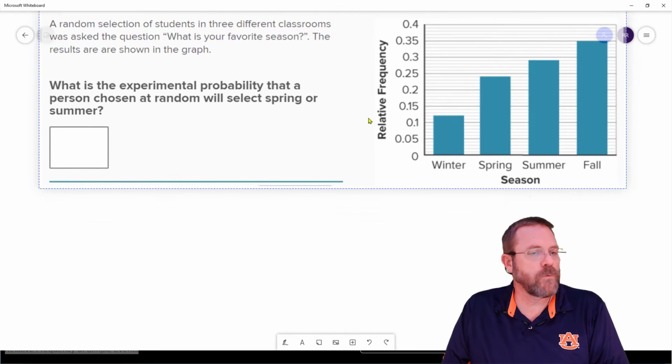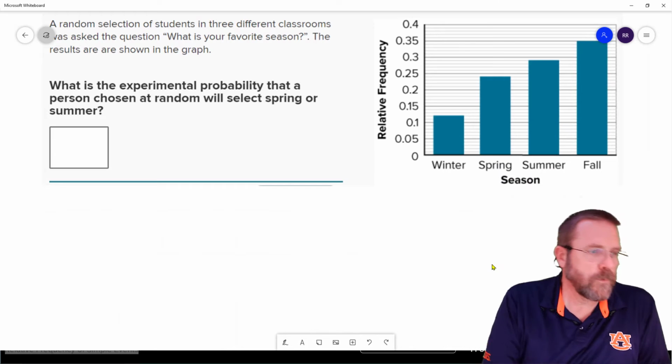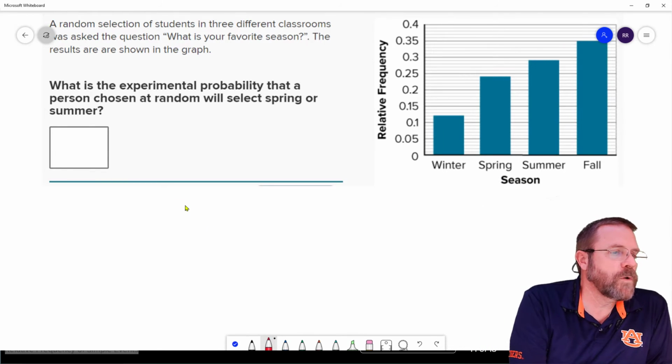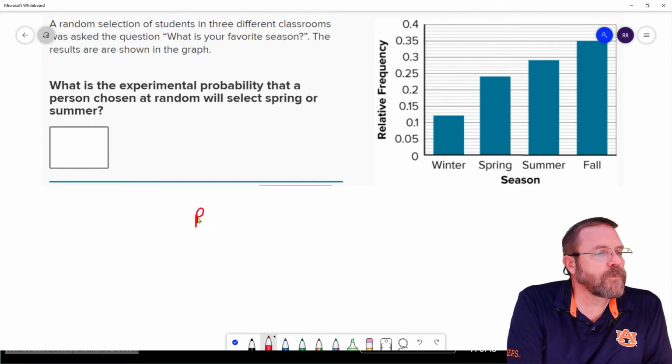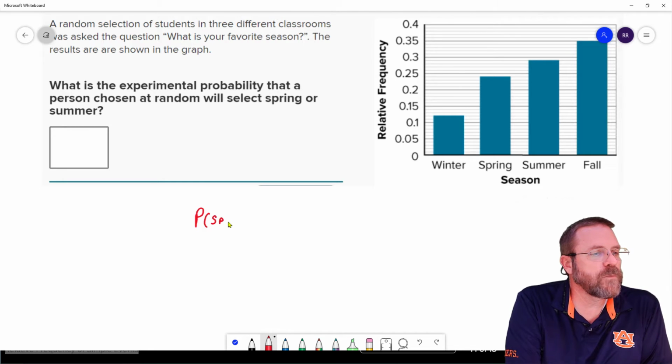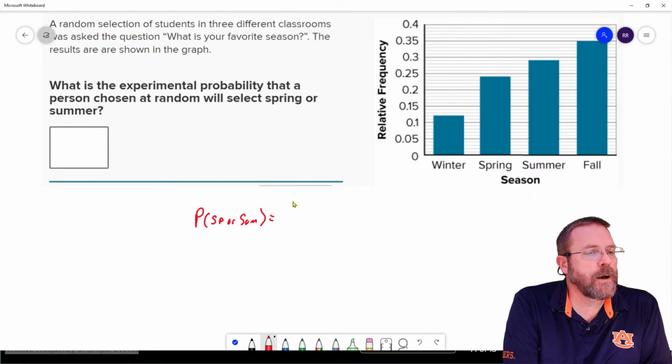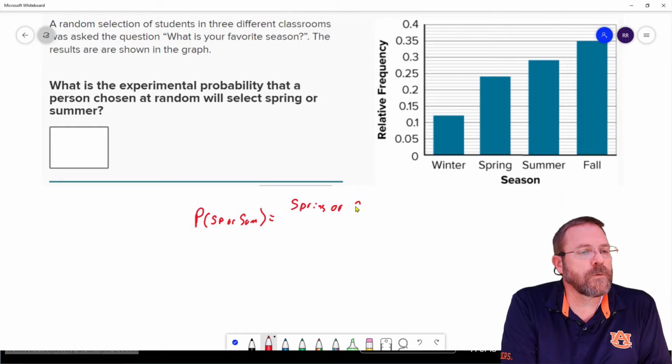Now we want to know spring or summer. So let's take and write this out using some good big kid math. This time we'll say the probability of the event, and the event is going to be spring or summer, is equal to the odds of spring or summer out of the total outcomes.